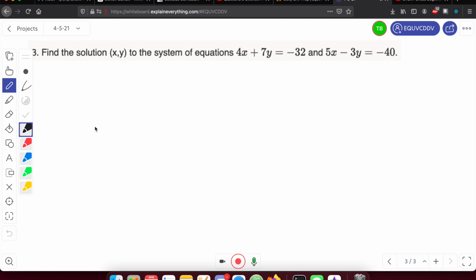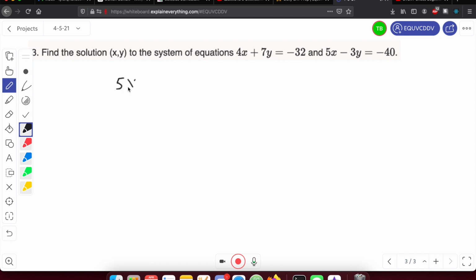Question 3. Find the solution (x, y) to the system of equations 4x plus 7y equals negative 32 and 5x minus 3y equals negative 40. So there are a bunch of ways to solve problems like this, but what we're going to do is solve for one variable, substitute it into the other equation, find the value of that variable, and then use that to find the other variable. So I'll just kind of show you what I mean.